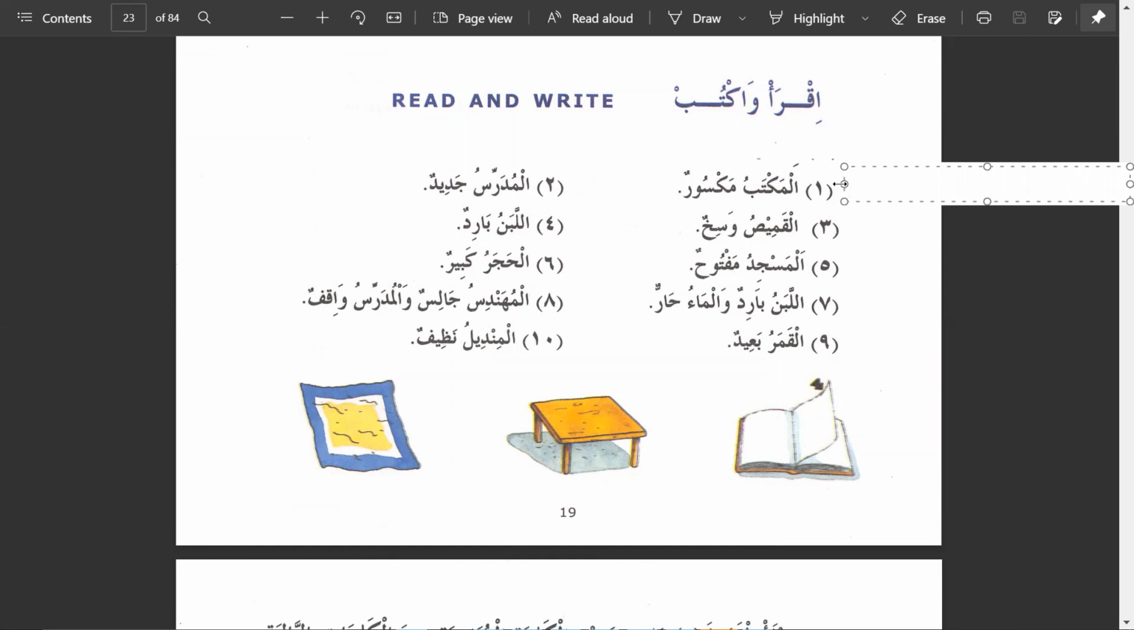Maktabu can be a desk or an office. The desk is... Al-qalamu maksurun. Remember? Al-qalamu maksurun. So remember, maksurun means? Broken. Okay.